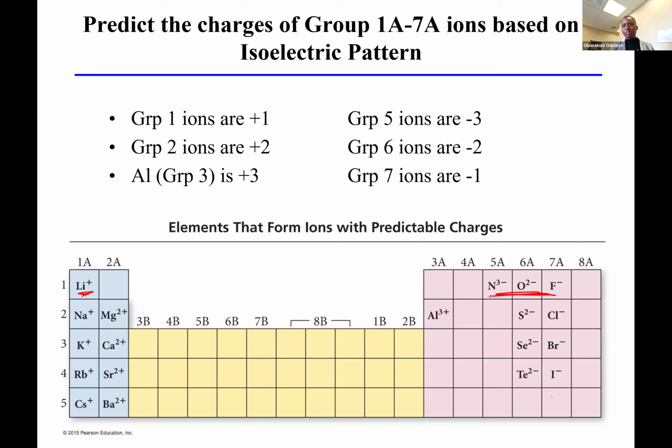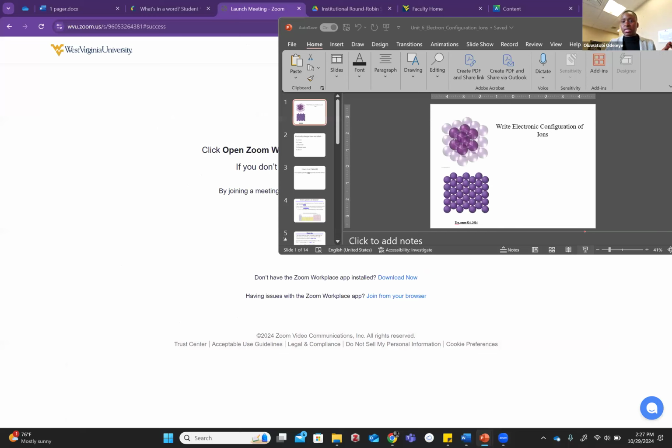In general, group 1 will form +1 ions because they're losing 1 electron. Group 2 will form +2 because they're losing 2. Group 3 +3 because they're losing 3. Group 5 will form -3 because it's gaining 3 electrons. Group 6 -2, and so on. Again, everybody wants to look like the cool kids who happen to be, in this case, the noble gases. Okay, so that's where we're going. That's what we want to do in this case.